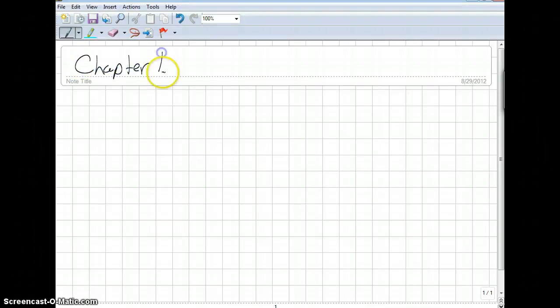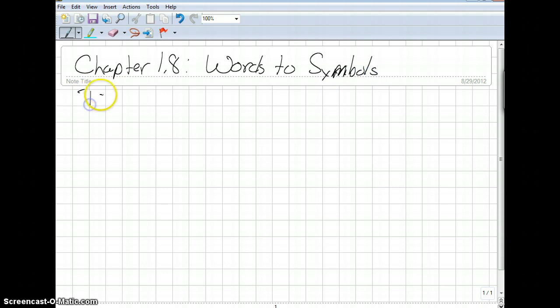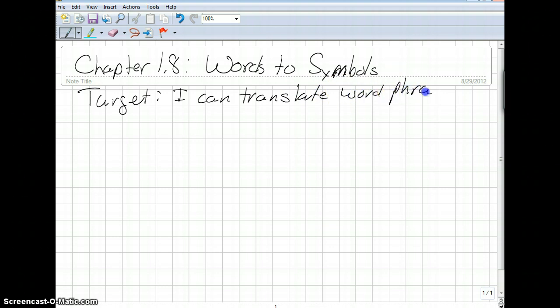Chapter 1.8, Words to Symbols. Words to symbols. Our target today is I can translate word phrases into algebra expressions.